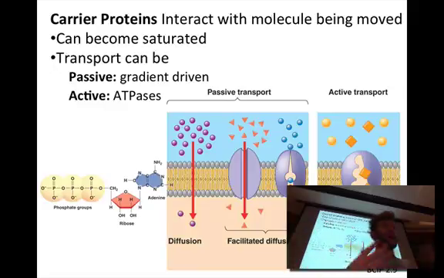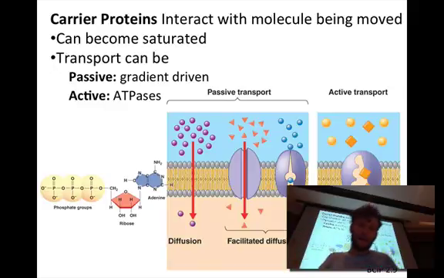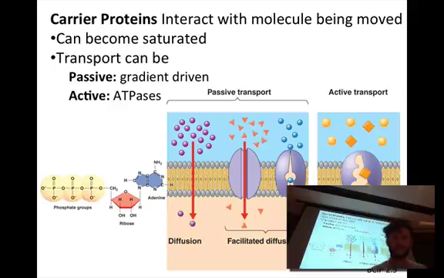That means it's saturatable. You can put a zillion people outside, but they can only come in at a certain rate because that carrier protein is actually interacting with each solute that's passing through the door. It can get saturated. All right? There's a maximum kinetic threshold that the channel has. So this transport with carrier proteins can either be passive.